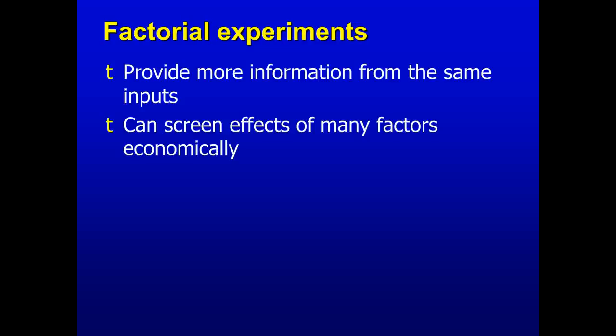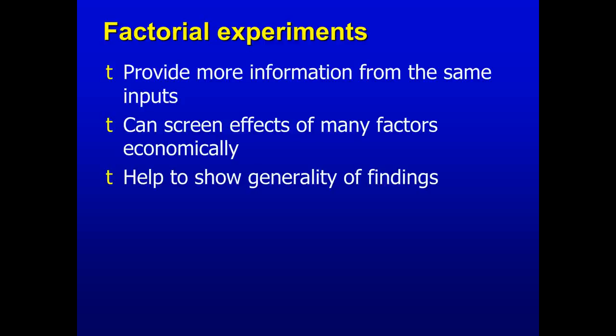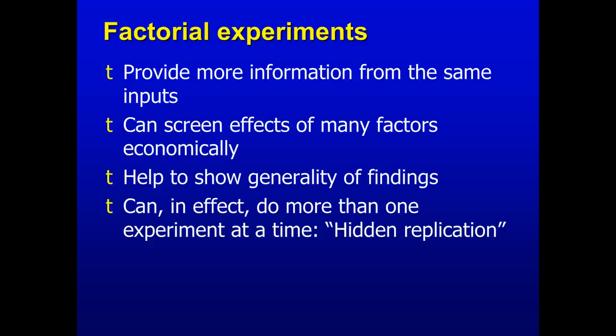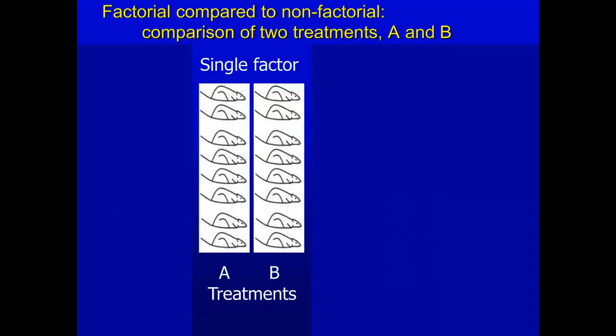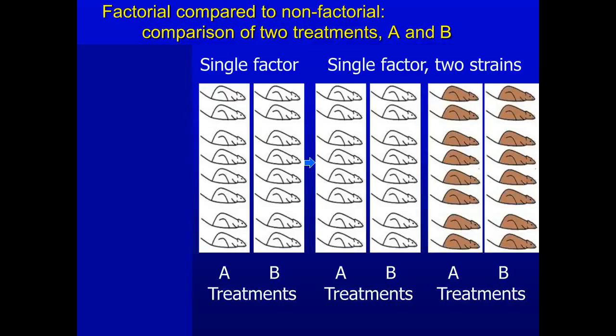Factorial experiments are essentially trying to get more information from the same experimental units. And they do it economically, and they show how general findings are. They spread it across several of the factors. Effectively, you're doing more than one experiment within the same time period. And if you want to think of it, you can think of a single factor experiment as a two-group comparison between treatments A and B. And if you wanted to repeat that in two strains, that's the sort of pattern you have. You'd need twice the number of animals.